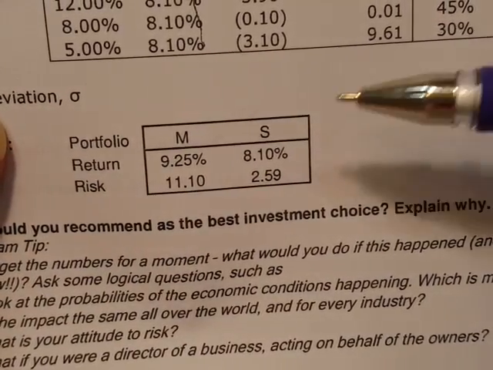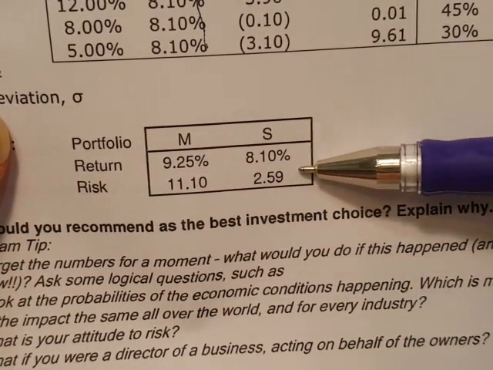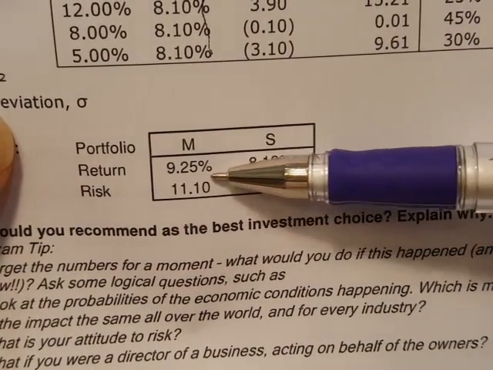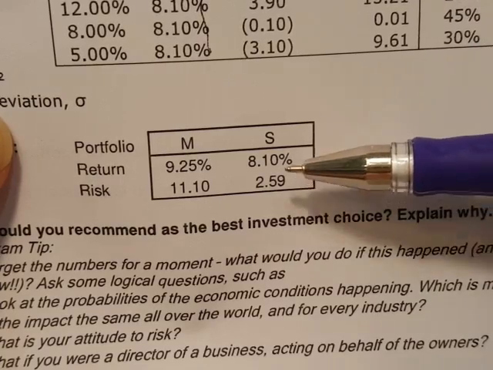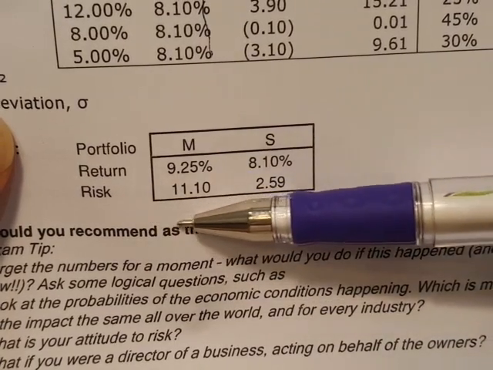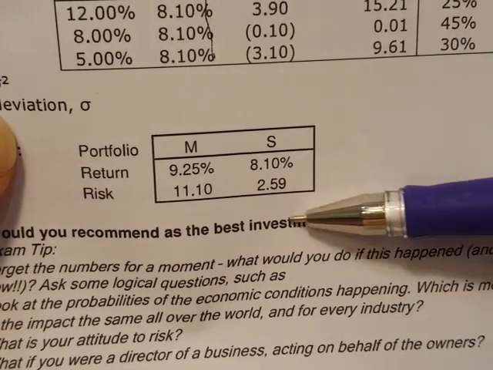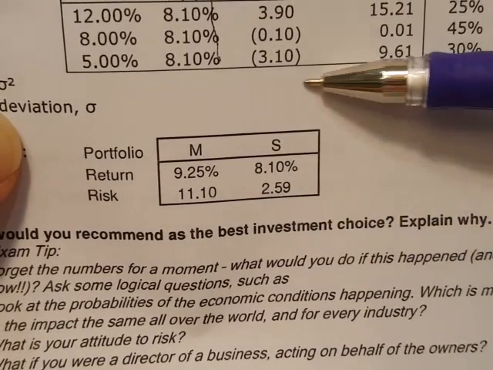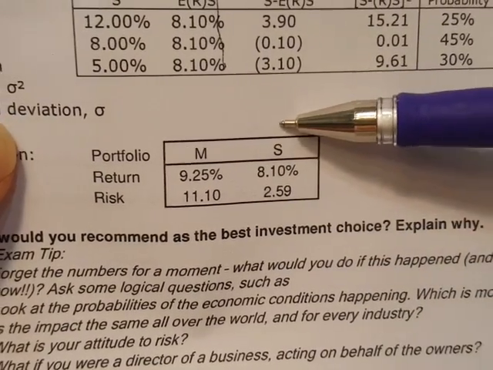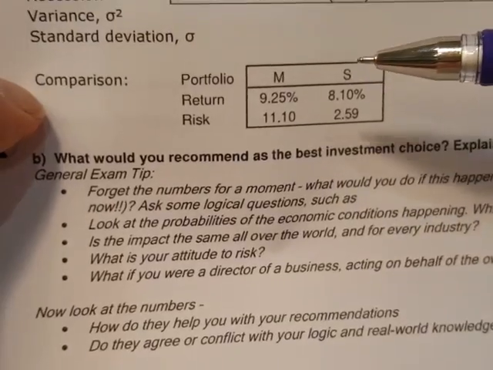The return is not so much higher a difference, but the risk is a lot. If you calculate coefficient of variation, S will be the ideal investment.